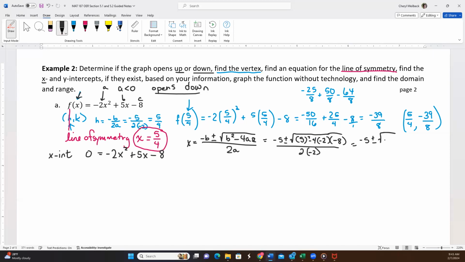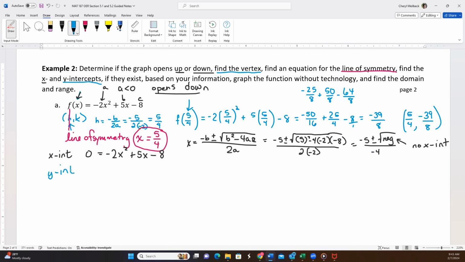So that means we wind up with a negative inside the square root. If you wind up with a negative inside the square root, what you know is that you have no x-intercepts. So because of that, it's no x-intercepts, and sometimes that happens. All right, let's then get on to our y-intercepts.